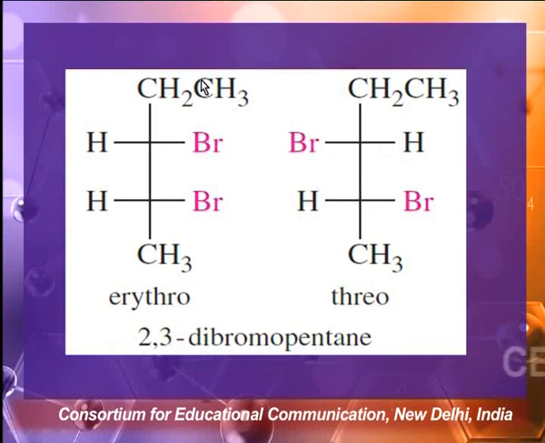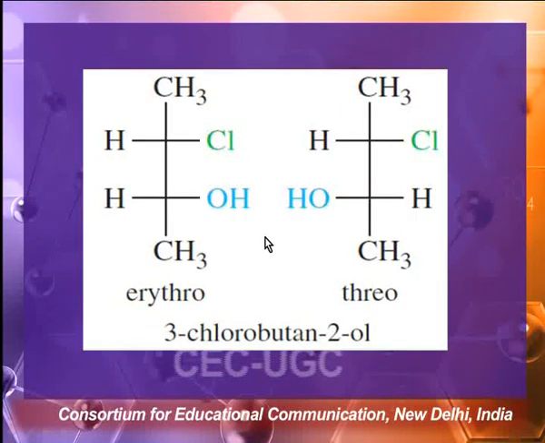So when we are writing, we can either talk of the R and the S configuration, which I shall be discussing subsequently. Today we'll start with R and S configuration, but when we are talking of a relative configuration, we can also maintain the erythro and the threo forms here for indicating the relative position of the groups.